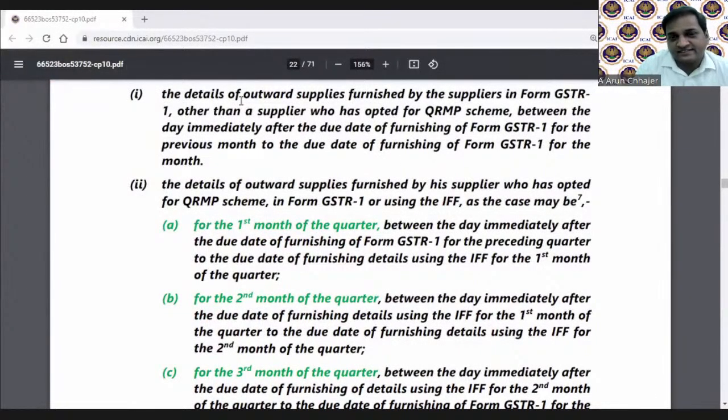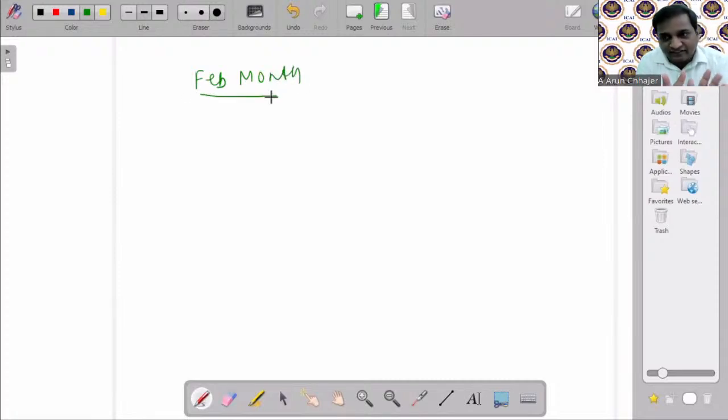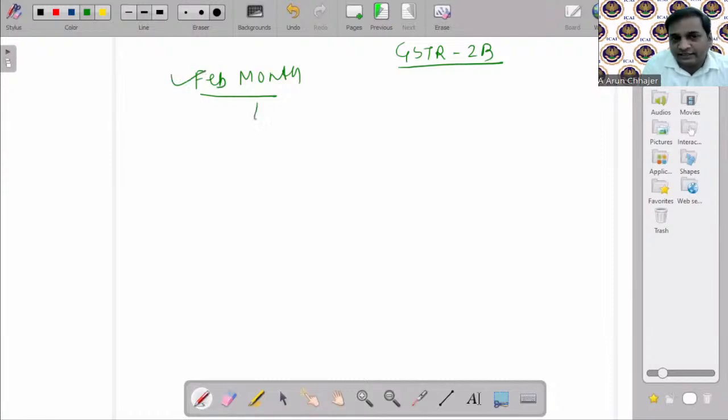Now try to understand this, and then I will answer the question if you have any. I am talking about the February month return. Try to understand this. If it is clear, give me the confirmation, then I will read the language, because the language would be tough if you directly read. We are talking about the GSTR 2B. All are monthly taxpayers. The supplier is filing the GSTR1 monthly. The Feb month return would be filed by 11th of March.